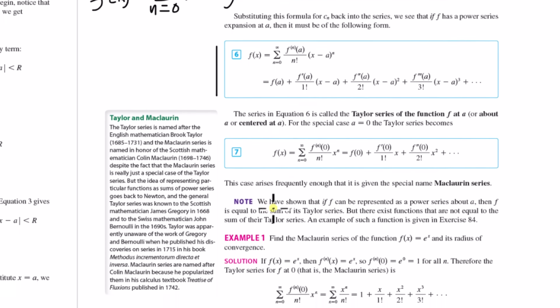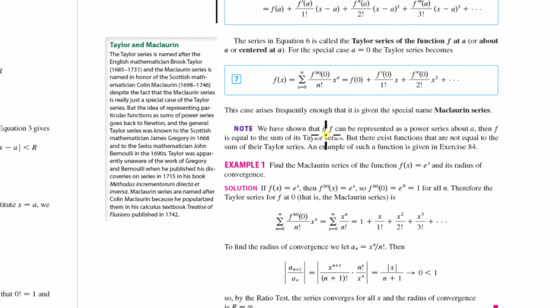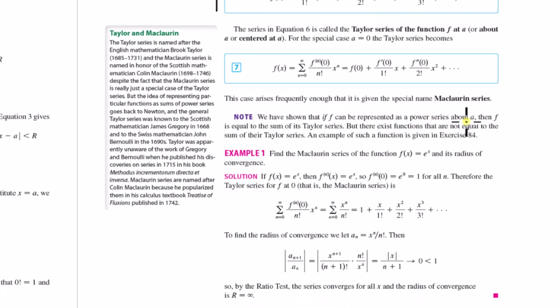Okay, it says, note, we have shown that if a function can be represented as a power series about a, then the function is equal to the sum of its Taylor series. But there exist functions that are not equal to the sum of their Taylor series. An example of such a function is given in exercise 84.